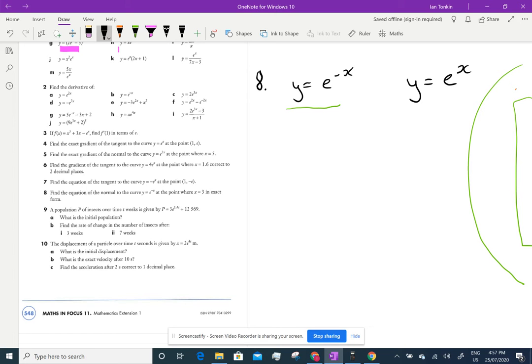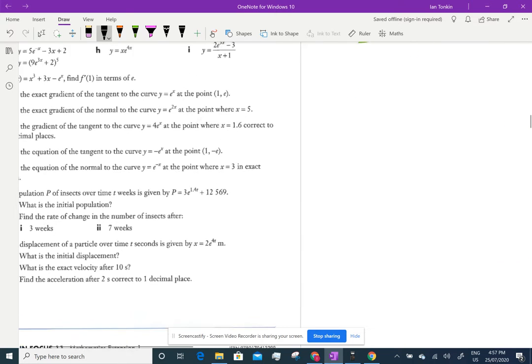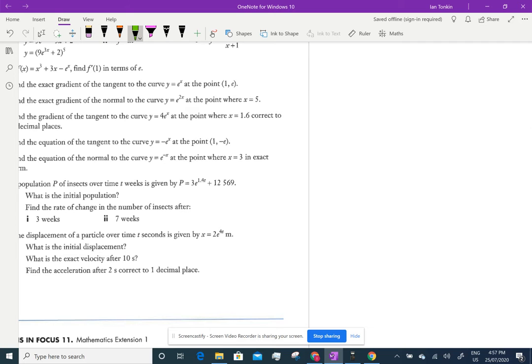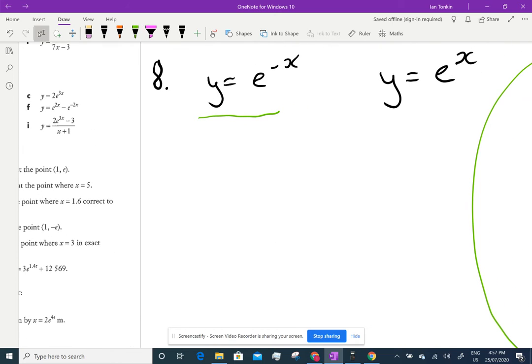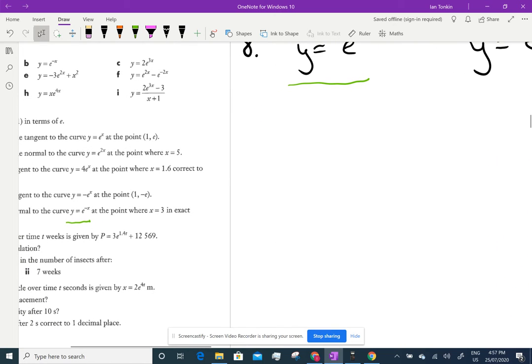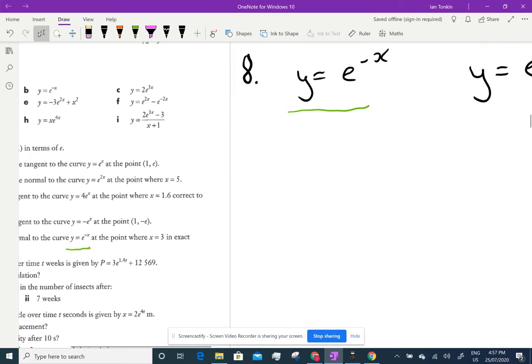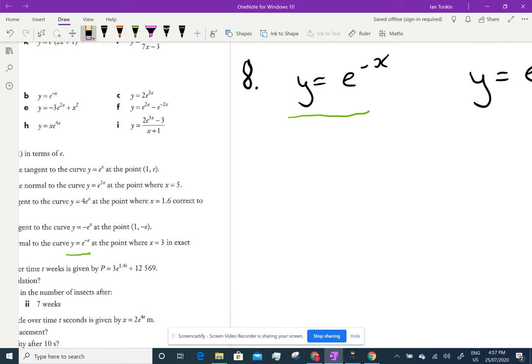So the answer in the back of the book is wrong, because you can see here that the question says y equals e to the minus x. If you do it with y equals e to the x, you'll probably get the same answer as the back of the book. But let's do this one here, y equals e to the minus x.